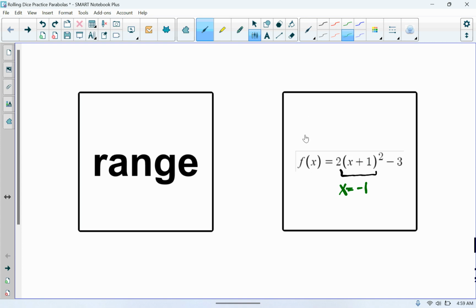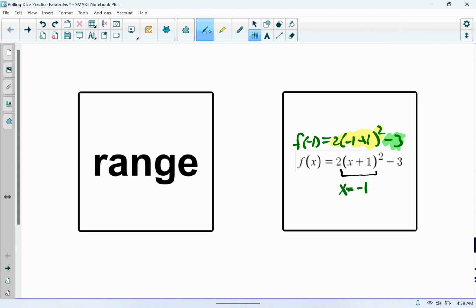When I replace x with negative 1 to get the y value of my vertex, I'm going to notice that the first part is just going to be 0, because that was the whole point of choosing negative 1, right? So my y value of the vertex is simply negative 3. So my vertex is negative 1, comma, negative 3. And my parabola is going to be facing up, and I know this because I have a positive 2 in the front. So I do, for the range, need to have a quick sketch.